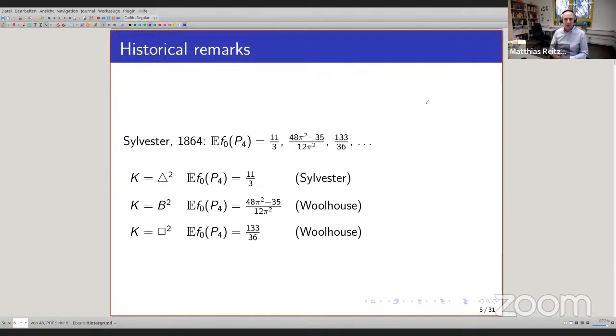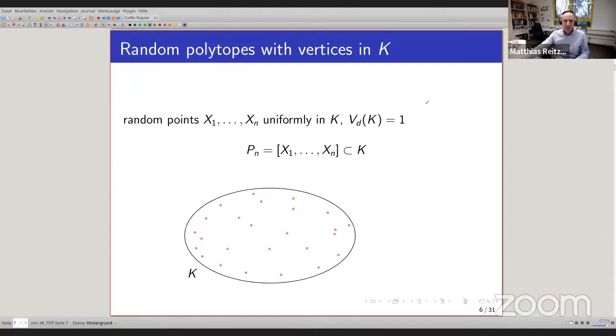So the first value is due to Sylvester again, and he thought of starting with a triangle and choosing 4 random points uniformly in a triangle, and then the expected number of vertices is 11/3. But if you choose 4 random points in the unit circle, then the expected number of vertices is something else. That's the complicated fraction. This was computed by Woolhouse. And Woolhouse also computed what was going on if you start with a square and then you choose 4 random points in the square and how many vertices will occur in the mean. So from the very beginning, people thought that if we choose random points, then we should start with a convex set and then choose the random points inside of this convex set. And this will be the subject of my talk.